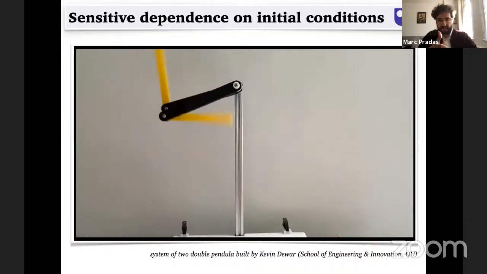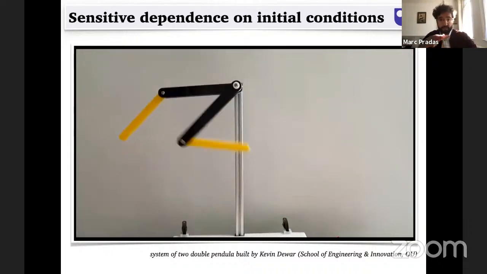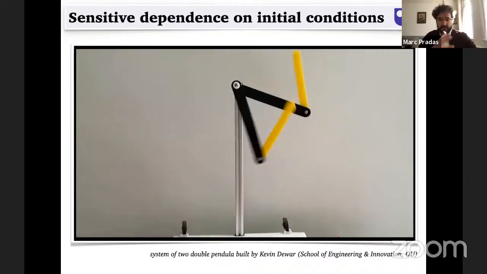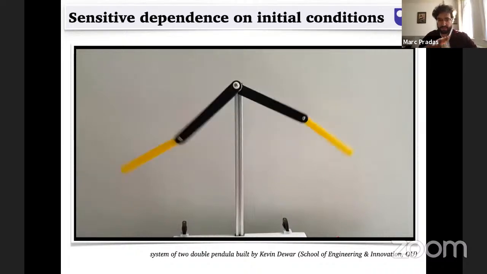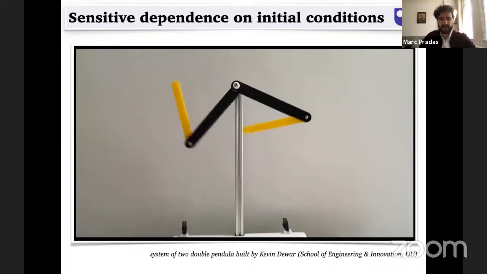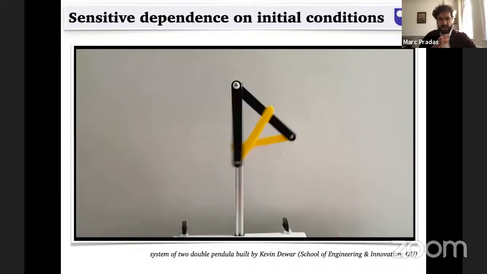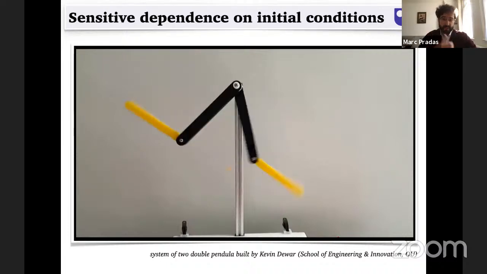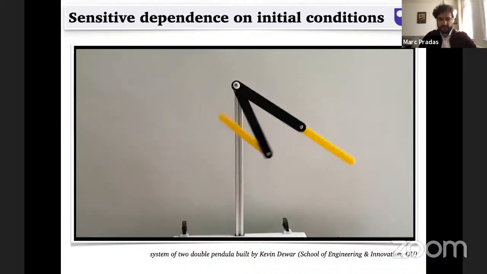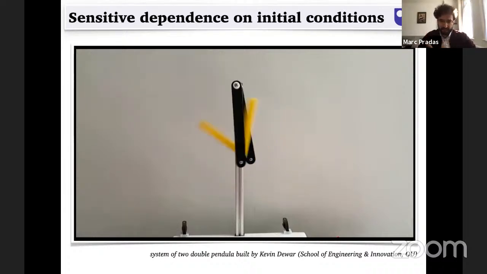We can see that initially both double pendulums were following the same oscillations, but after 2 or 3 seconds, they started to oscillate completely differently. Now, as you can see, the pendulum in the front oscillates to the right while the other one goes to the left. So now they are following completely different trajectories. This is an illustration of the phenomenon of being sensitive to the initial conditions.